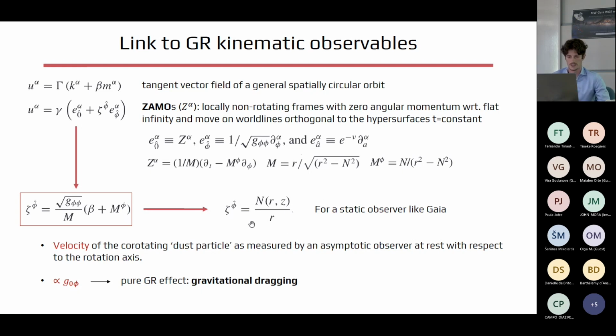And this represents the velocity of the co-rotating star as measured by an asymptotic observer, which is at rest with respect to the rotation axis. As we see, it is proportional to N, which is the metric function, and also the off-diagonal term g0phi. So this is a pure general relativistic effect that we call gravitational dragging.